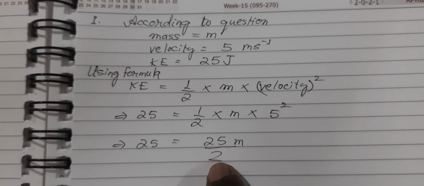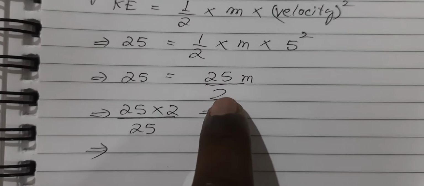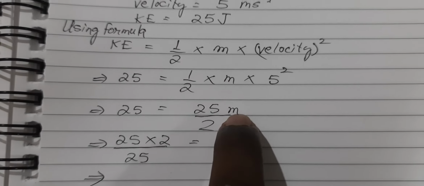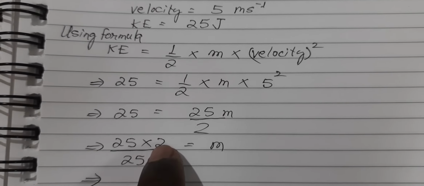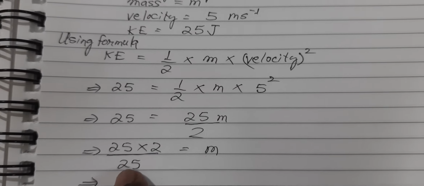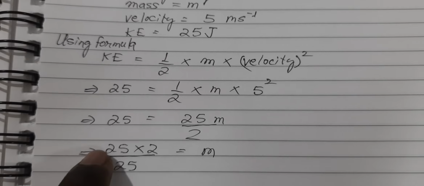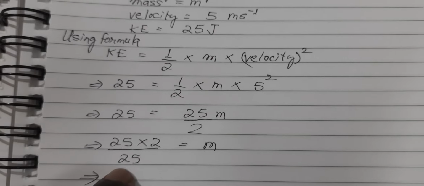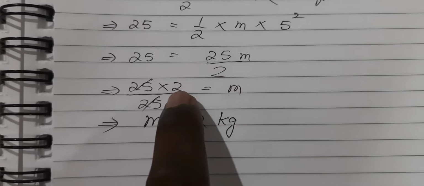Next thing we will do is something called cross multiplication. What is cross multiplication? In cross multiplication, the denominator goes to the numerator and the numerator which is attached with the variable m will go to the denominator. So see, 2 went to 25 and it became 25 into 2. This 25 came down to the denominator. So this is the value of m now. So to find m, we did cross multiplication. Now as you can see, these two numbers in numerator and denominator can be cancelled. So 25 will cancel out in numerator and denominator. So the value of m we get is 2.